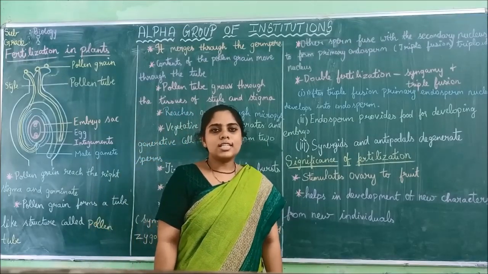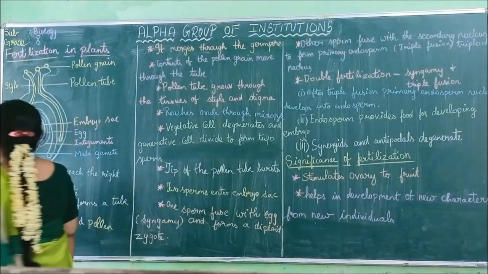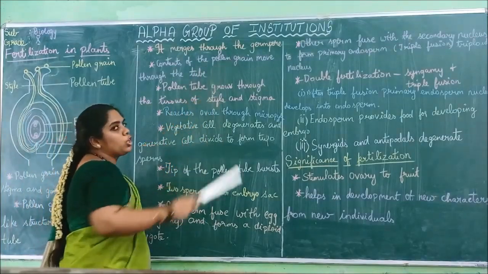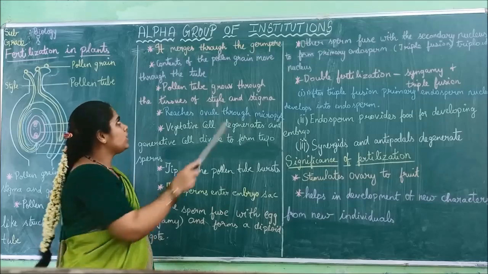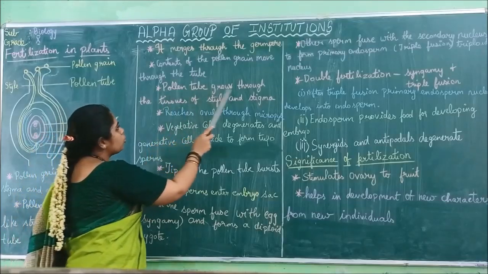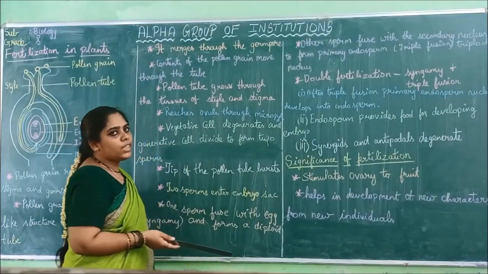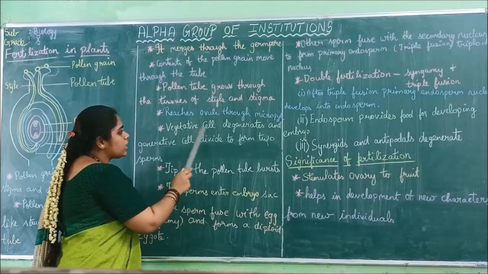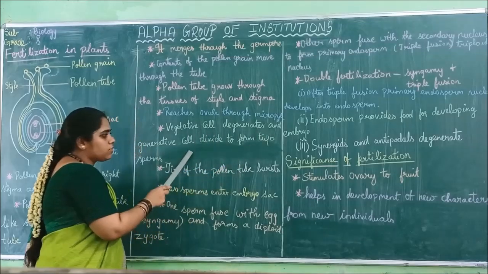Now I am going to give you a small recap from the first. First, we are going to see fertilization in plants. First, what happens? The pollen grain reaches the stigma and starts to germinate. The pollen grain forms a tube-like structure called the pollen tube. It emerges through the germ pore of the outer layer of the pollen grain, and the contents of the pollen grain move through the pollen tube. Then the pollen tube grows through the tissues of the stigma of the gynoecium and reaches the ovule through the micropylar end, and the vegetative cell and the generative cell are present.